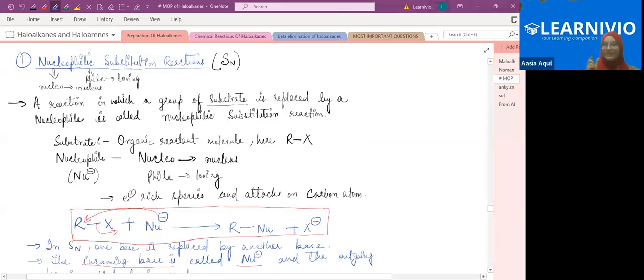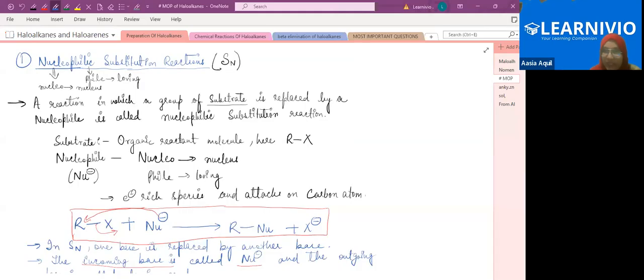So nucleophilic basically means nucleophile, right? And nucleophile is nucleus loving, right? Positive loving. Okay. So basically they are electron rich. Nucleophiles are electron rich. So that's why they just love the nucleus. They just love the positive one. Okay, so the nucleophilic substitution reaction.